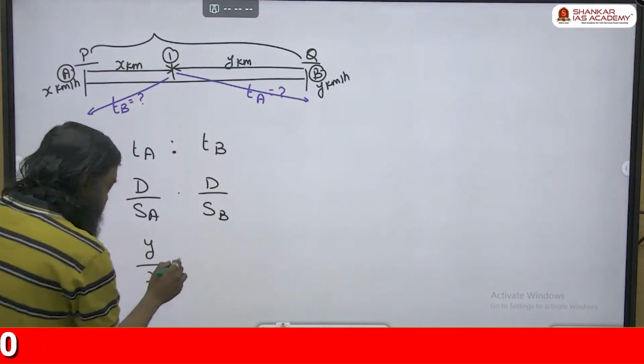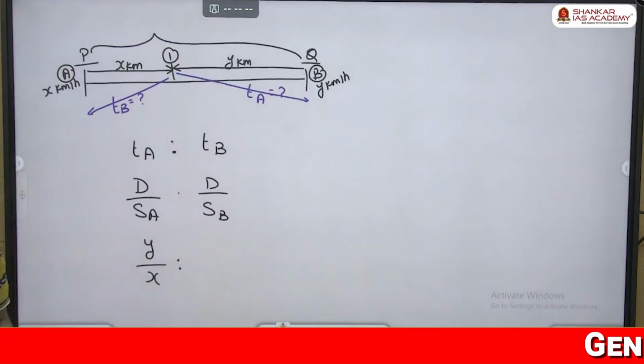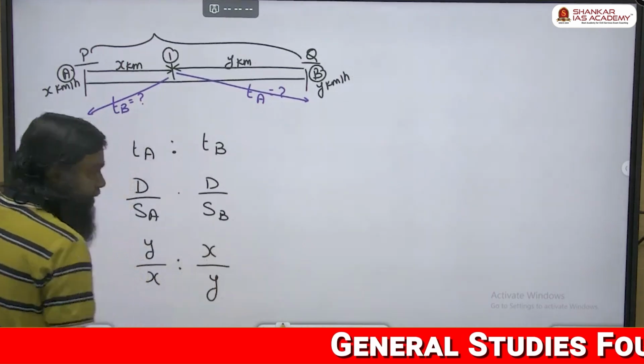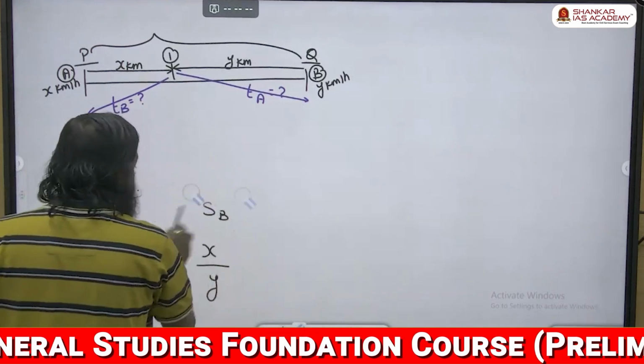How much distance did A travel to meet B? That much distance B has to travel after the meeting point to reach its destination. What is the speed of B? Y. Do you understand this? I will write like this. I need some space.